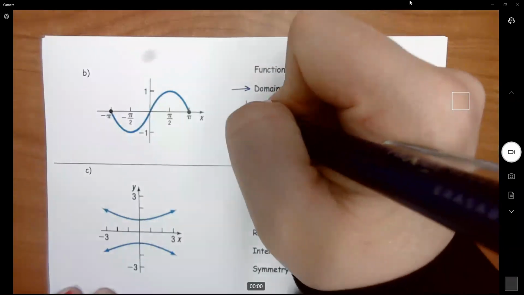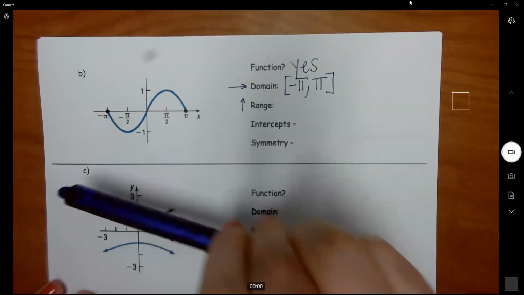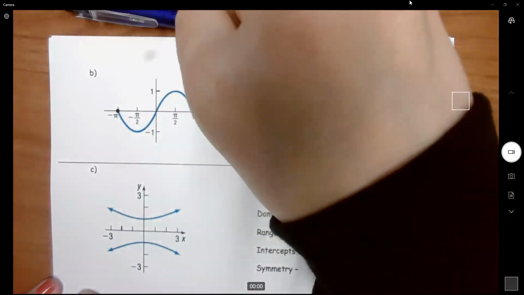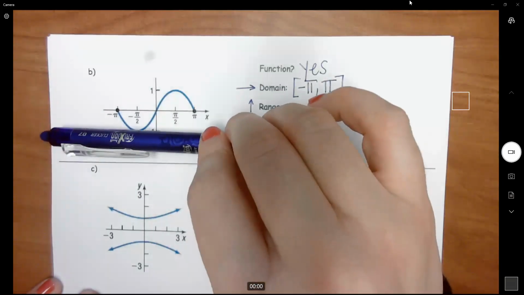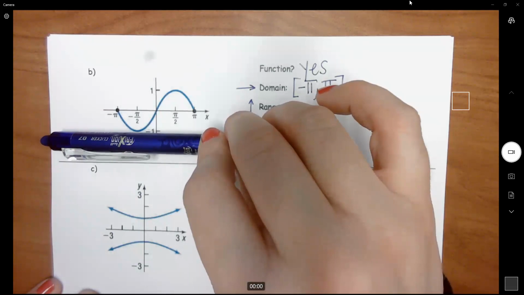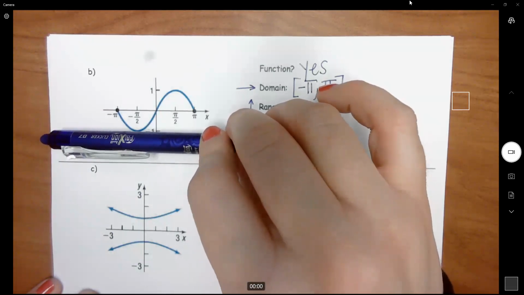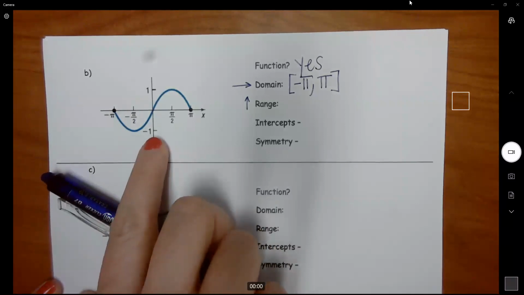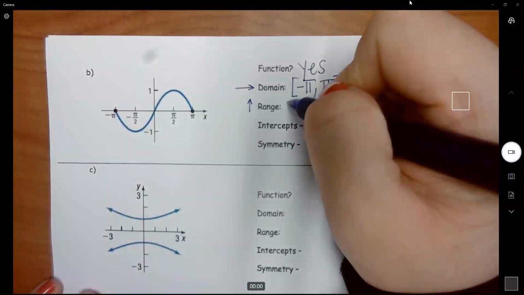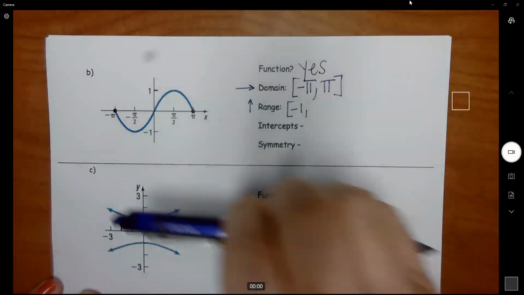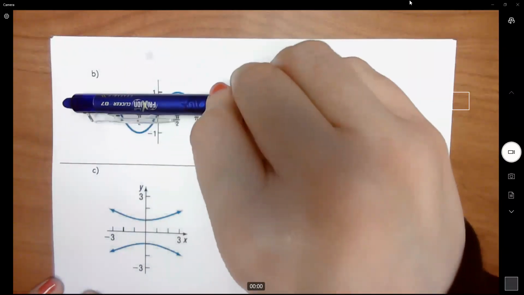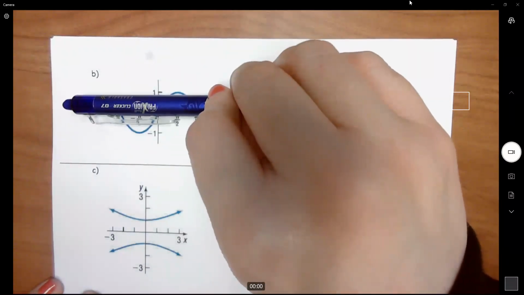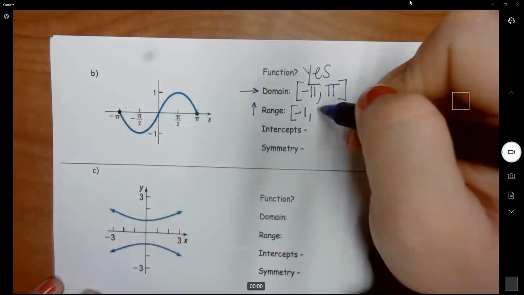The range, we go from the bottom to the top. So as I go from bottom to top, I first encounter the graph right here. What is that y value with this graph? Well, it's right here at -1. And then as I go up, this is the highest my graph goes, right there at 1.